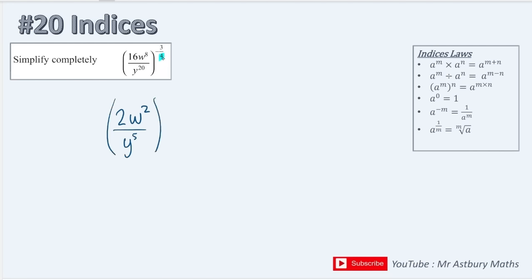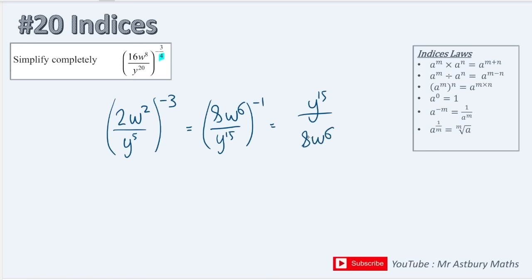Okay, so I've got rid of the quarter power. I've still got minus 3 as the power. So now what I'm going to do is I'm going to cube everything. And 2 cubed is going to give me 8. W squared cubed will give me w to the 6. And y to the 5 cubed will give me y to the 15. But I've still got this negative power here. And what does a negative power do? It takes the reciprocal, or in other words, it flips a fraction over. So I'll just flip it over and I'd have my final answer.